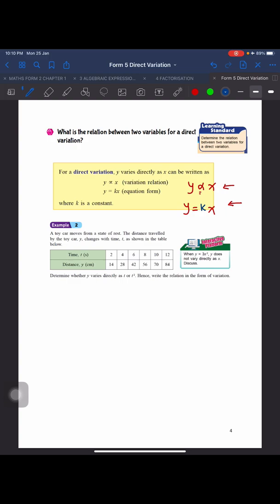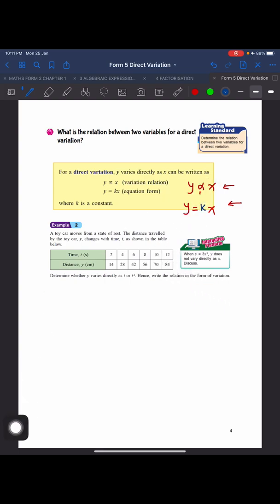Look at example 2. A toy car moves from a state of rest. The distance traveled by the toy car, y, changes with time, t, as shown in the table below. So we have time and distance. The question asks: determine whether y varies directly as t or t square. Hence, write the relation in the form of variation.